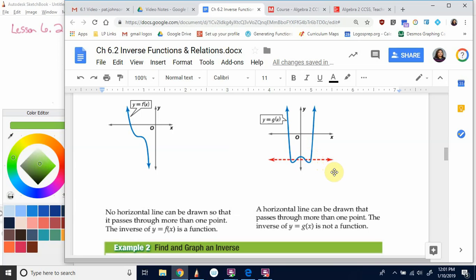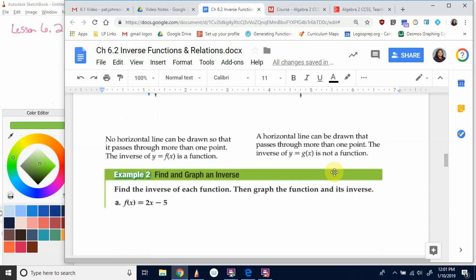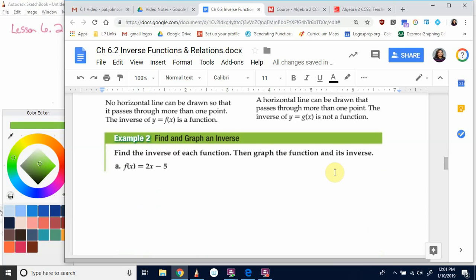So just because the original equation is a function doesn't mean that its inverse is a function. It can be, but we have to check it. So let's look at example 2. It says find the inverse of each, then graph the function. We used relations before, so now let's use functions.